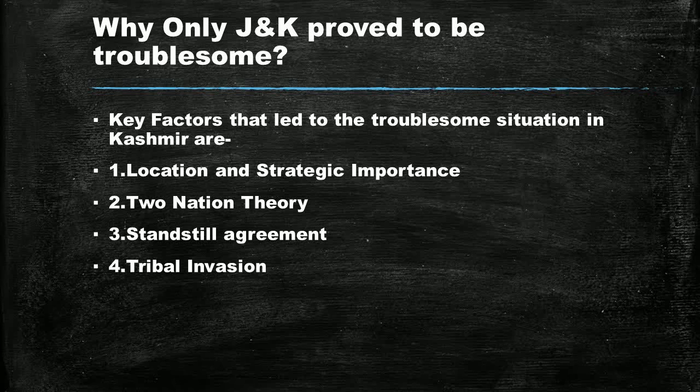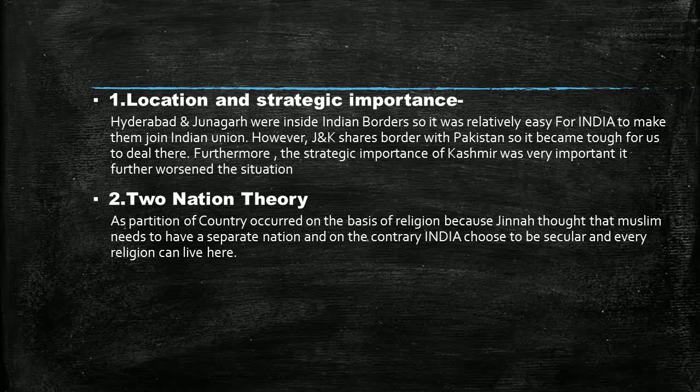The key factors or key events that led to the troublesome situation in Kashmir are location and strategic importance, the two-nation theory, the standstill agreement and the tribal invasion. Now we are going to discuss them one by one in further slides. Now the first point is location and strategic importance.